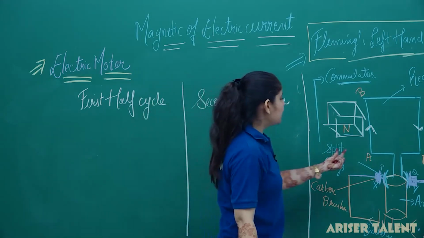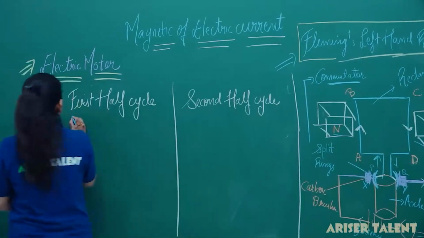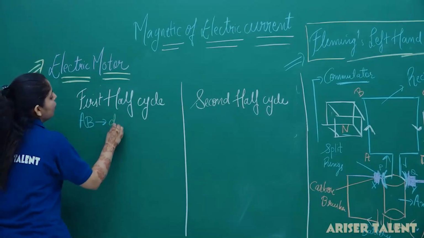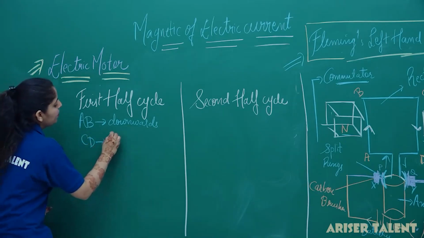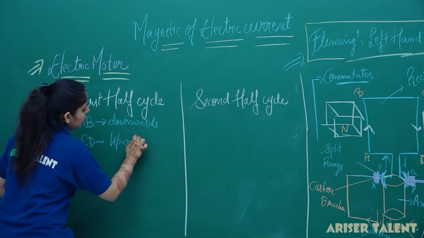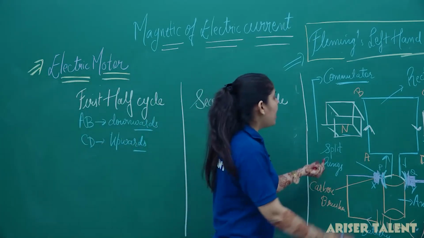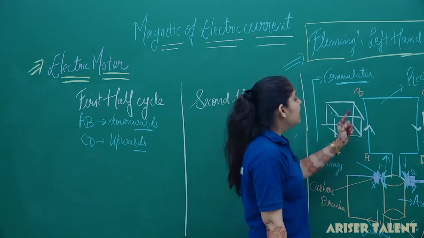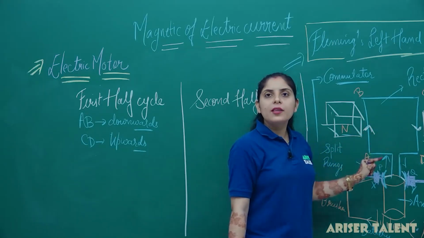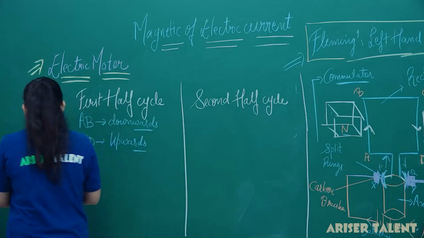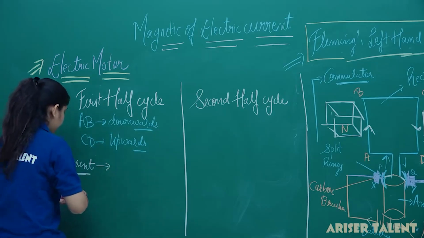So what will happen in the first half cycle? AB will be pushed downwards, and CD will be pushed upwards. This force pushes the coil in the upward and the downward direction, and you can say that the current will flow in the anti-clockwise manner in the circuit. So I can say that the direction of current will be anti-clockwise.